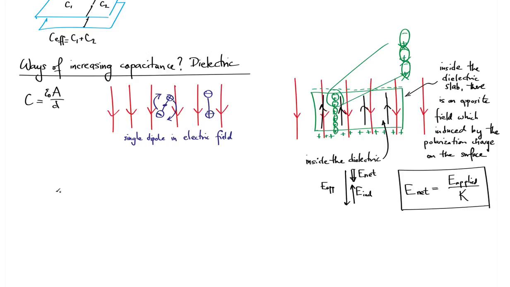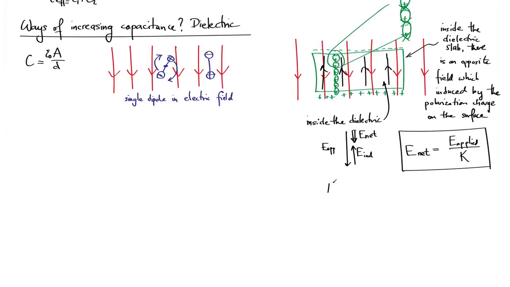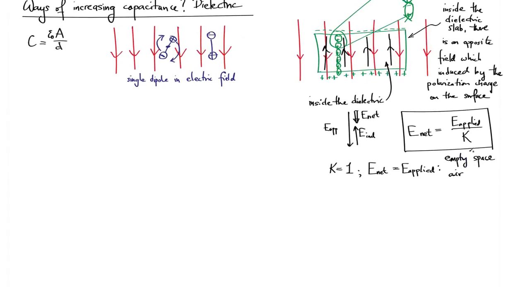So if K was 1, then E net is E applied, which means there was no induced field. This is what happens if you have empty space between the capacitor plates, or air. Air, it's not quite 1, but it's very, very close to 1. Air has molecules in it, but not that many, certainly not as many as a solid chunk of material. So for an empty gap, air, or empty space, K would be 1.